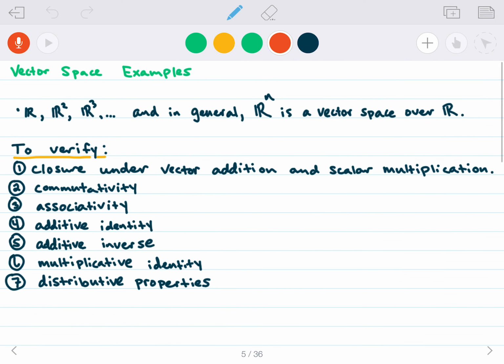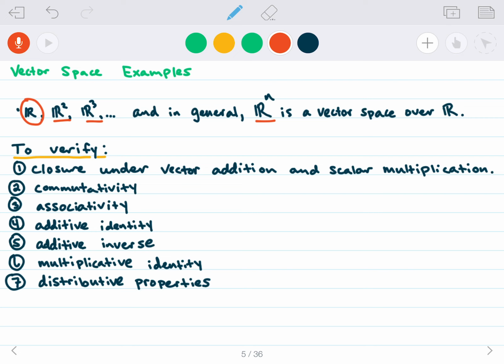Now let's talk about specific vector space examples. Now the real numbers are a vector space, as I just mentioned. This is a one-dimensional vector space, and all of these things hold. We don't prove that these things hold. The real numbers are a field, so we take all of these things to be true already, and we use the fact that they're true in the real numbers to extend the definition to higher dimensions, R2, R3, and in general, Rn is a vector space over the real numbers.